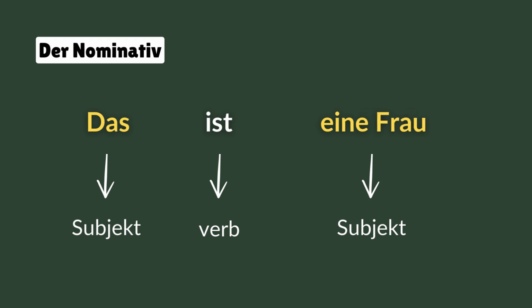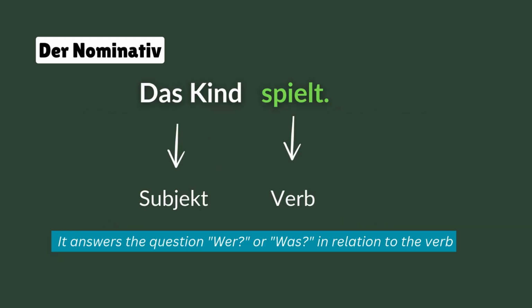Das ist eine Frau. That is a woman. And the other one is das Kind spielt. The child is playing, or it is the child plays. So you can see that das Kind is the subject and spielt is the verb.